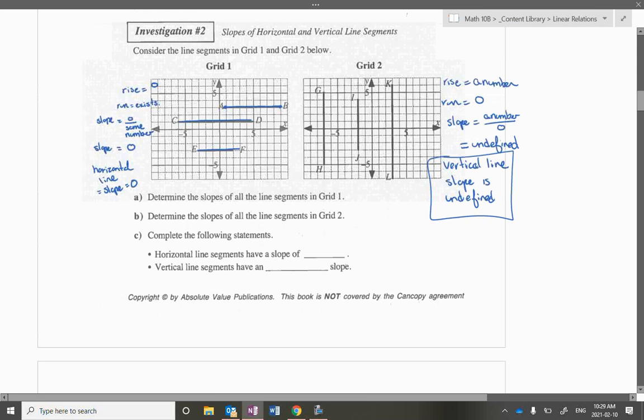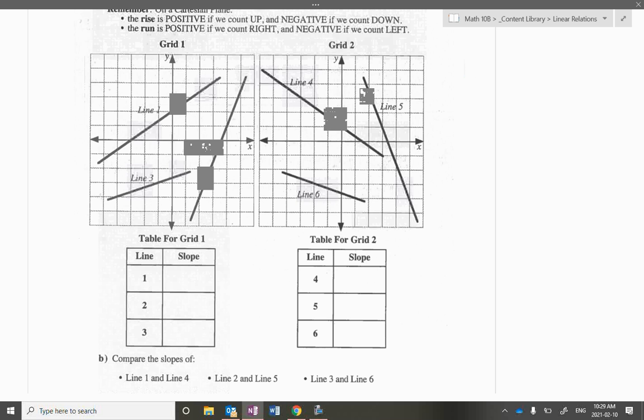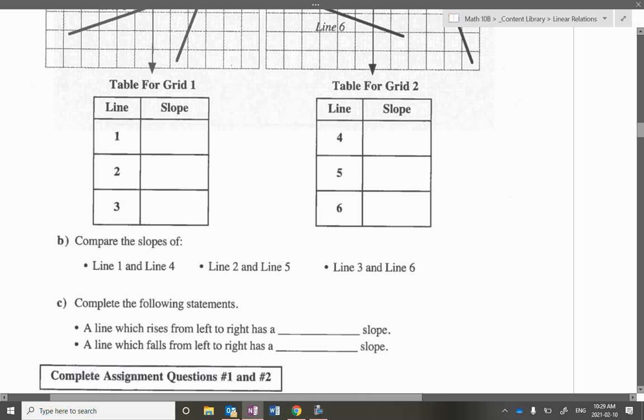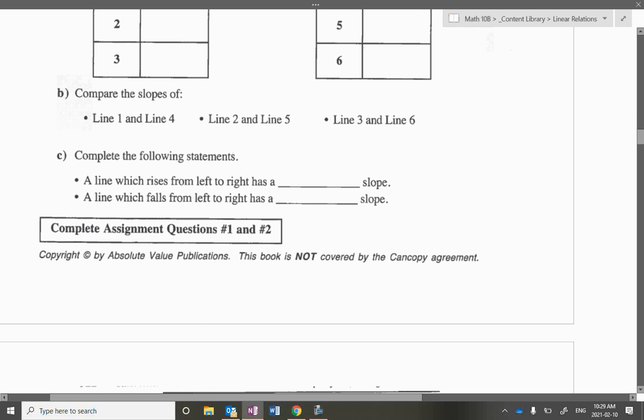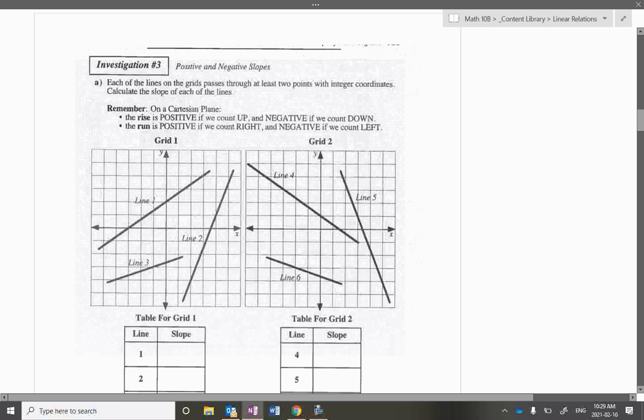Turn your page. So we're going to make some kind of generalizations on this page. I like thinking of it almost even more general than what they're saying.